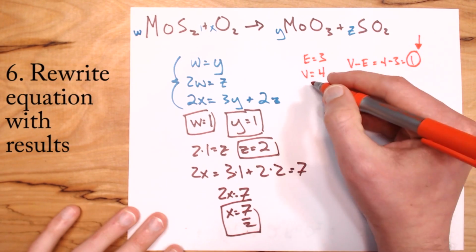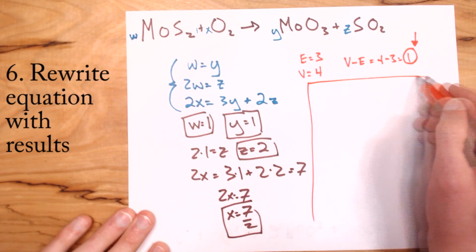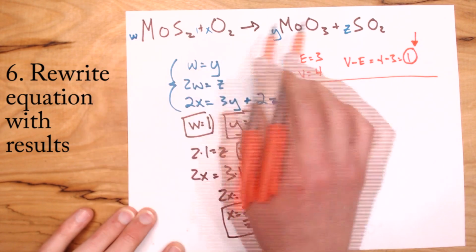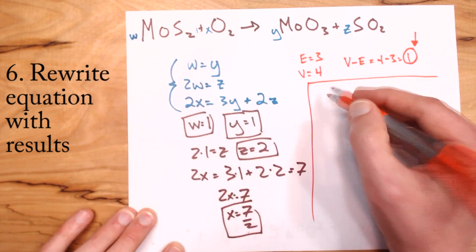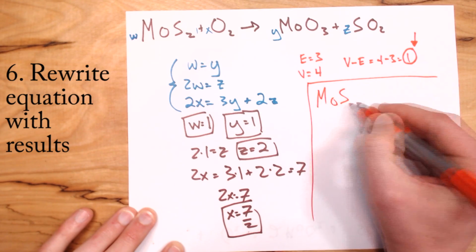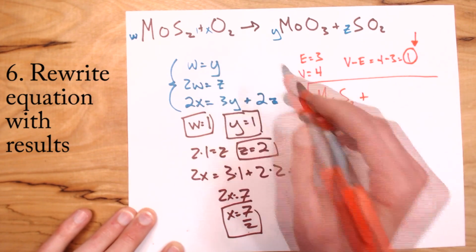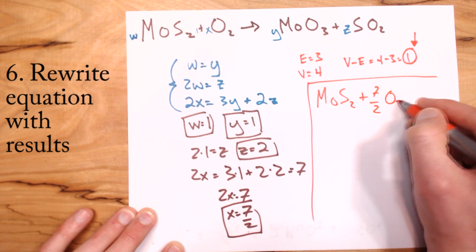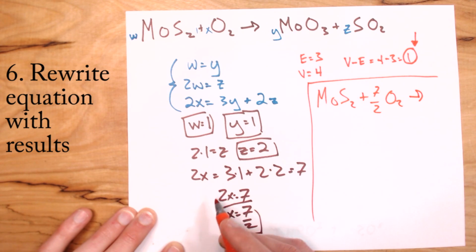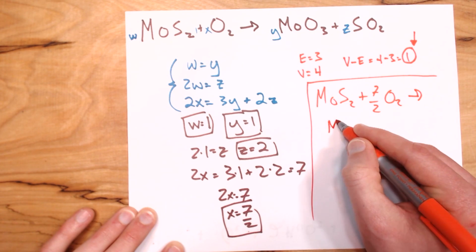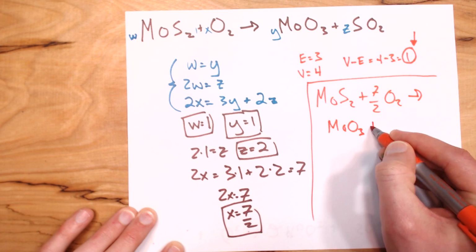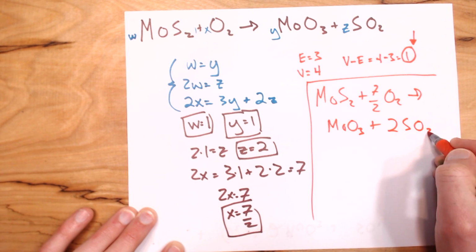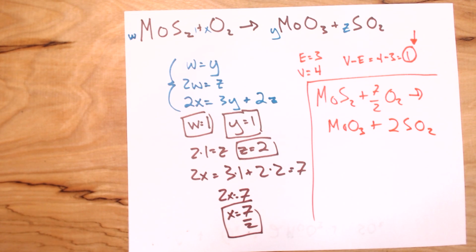All right, for our next step, we are going to rewrite the equation, this time with the values for each of our variables. So W is 1, so I'll just write MoS2 plus we said X is 7/2, 7/2 O2 goes to Y, which is 1, MoO3 plus Z, which is 2, SO2. Okay, are we done? No, we have one more step.